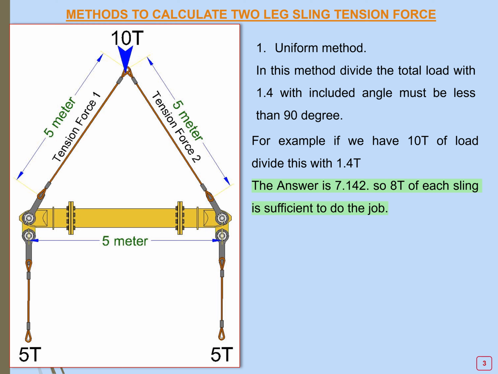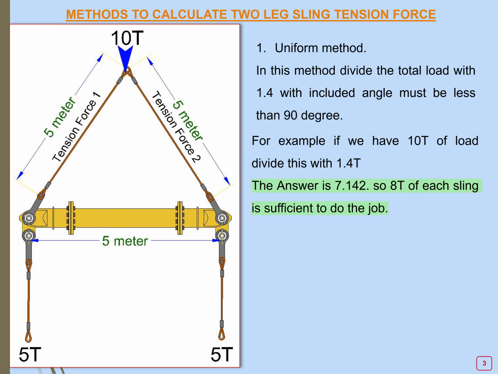Always, if we have the load, then we have to divide by 1.4. In the reverse situation, if we have the sling safe working load, let's say 5 ton, and we are using two legs, how much load can we lift? We multiply this 5 ton by 1.4. So if we have the load, we divide. If we have the sling safe working load, we multiply. Back to our topic.